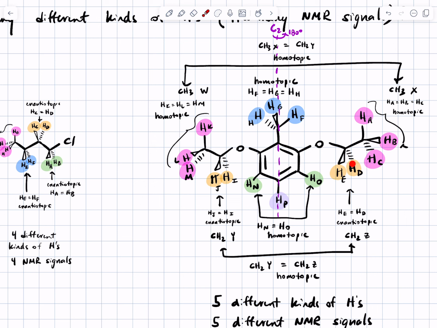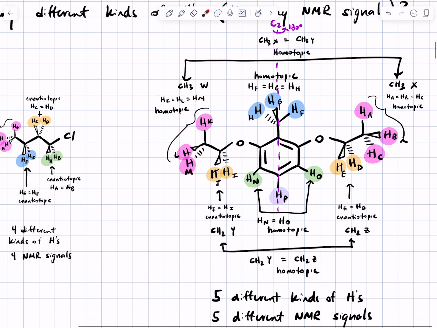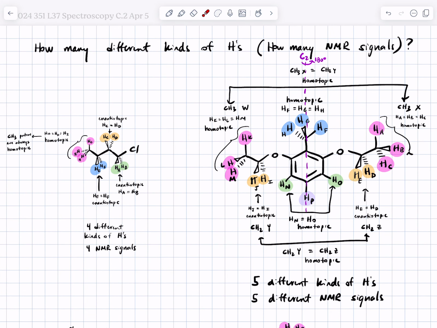We talked about how these two CH2 protons E and D are enantiotopic to each other, but are homotopic to the other CH2 group. So you would expect to see one NMR signal for the protons in orange. Similarly, the green protons are homotopic, interchangeable by this same C2 axis of symmetry, and the purple proton is its own thing. So overall, 1, 2, 3, 4, 5 different kinds of protons, we expect to see 5 NMR signals.